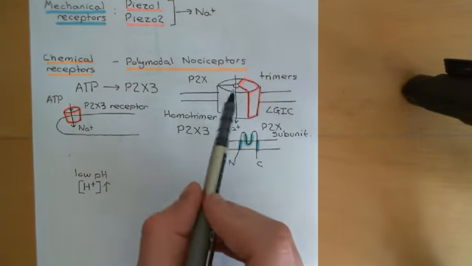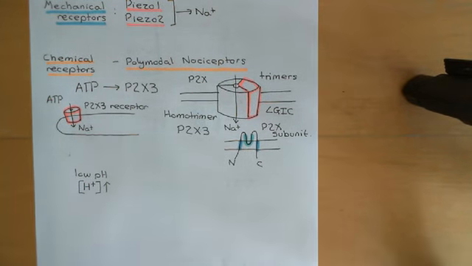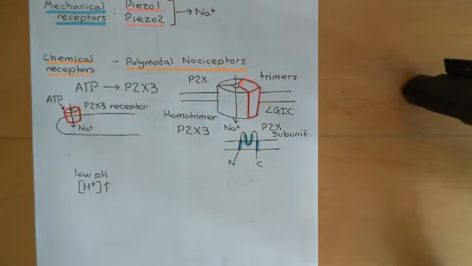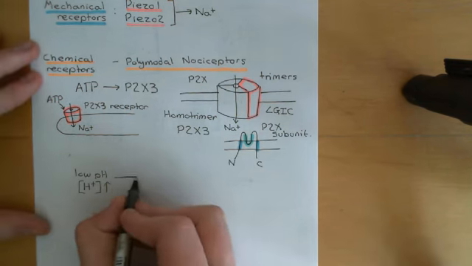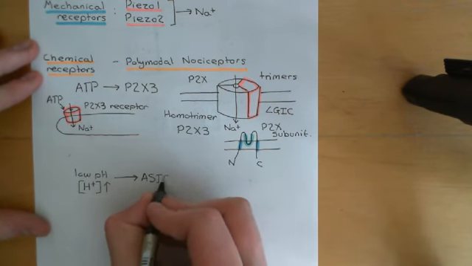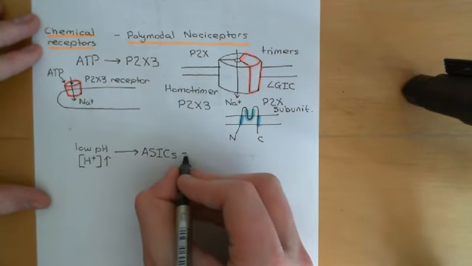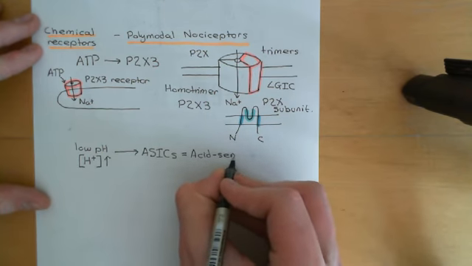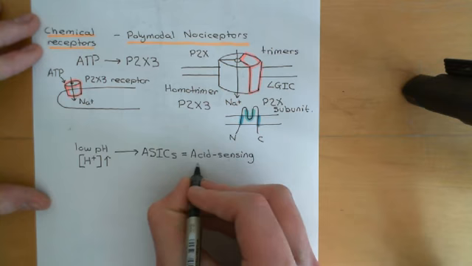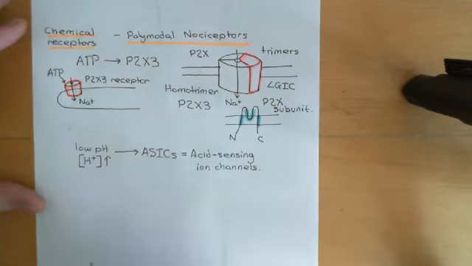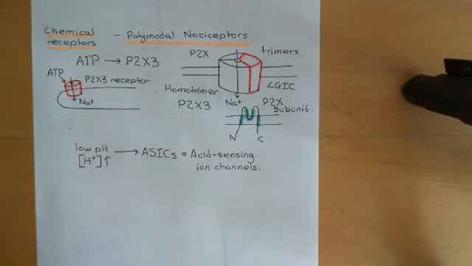And I'll just stress again, the ligand in the case of the P2X receptors was ATP, adenosine triphosphate. In the case of these next ion channels that I'm going to discuss, it's going to be a proton. A single proton is going to be the ligand. So these next ion channels that we're going to discuss are known as ASICs. So what is an ASIC? Well, the abbreviation ASIC stands for acid, then the S is for sensing, and then the IC is for ion channel. So these are acid sensing ion channels. So they are going to open in response to acid.